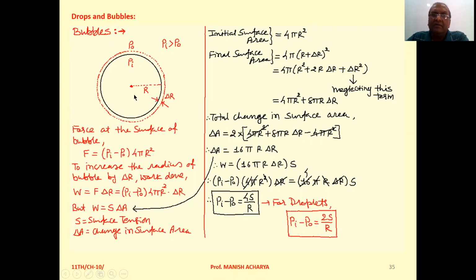Now, except for a bubble, if we consider a droplet, then inside it there is liquid. So only one surface is a free surface, open to air. So no need to multiply by 2 here. So finally your equation will be Pi minus Po is 2S by r. So for bubbles, the equation for the pressure difference is 4S upon r, and for droplets, the equation for the pressure difference is 2S upon r. Clear?